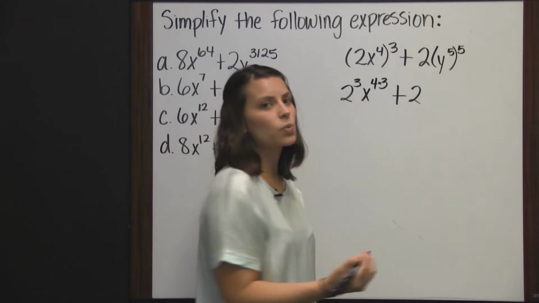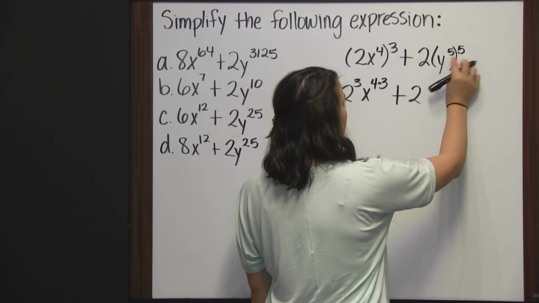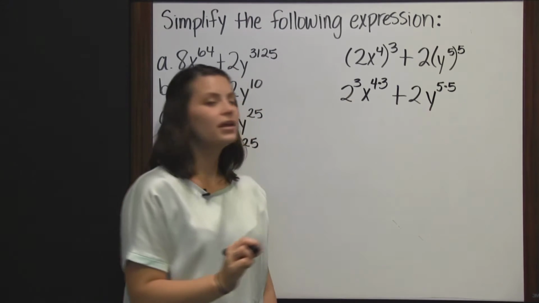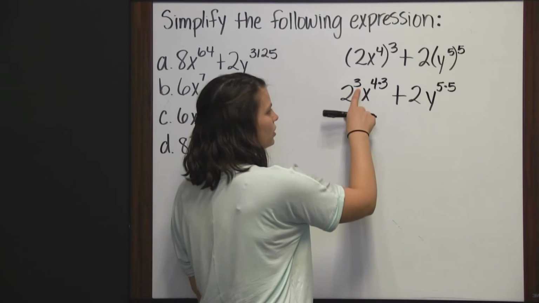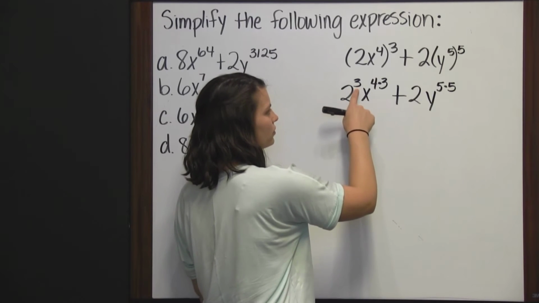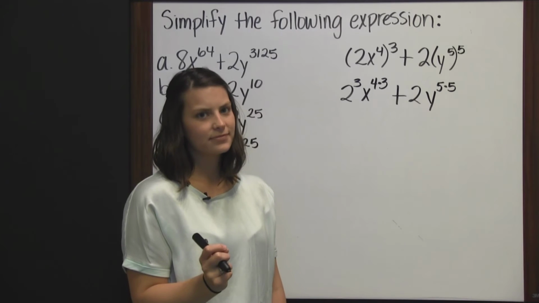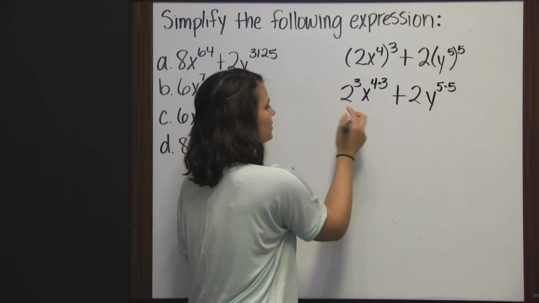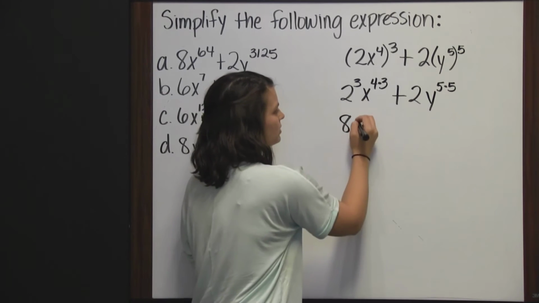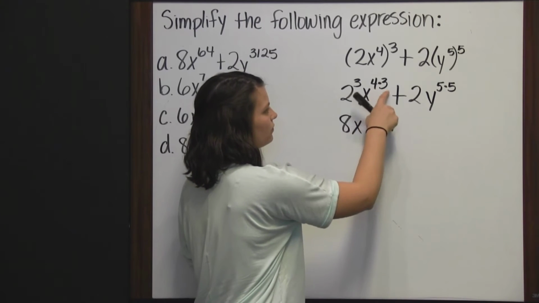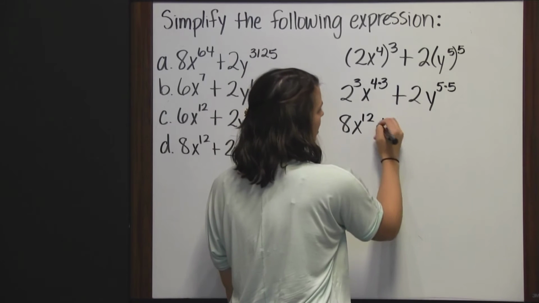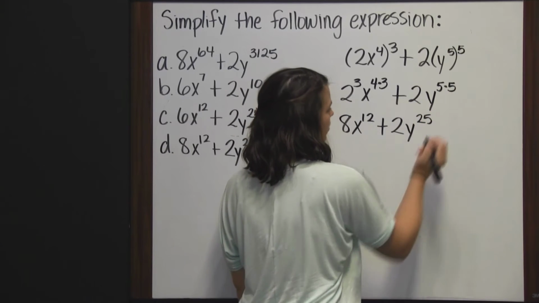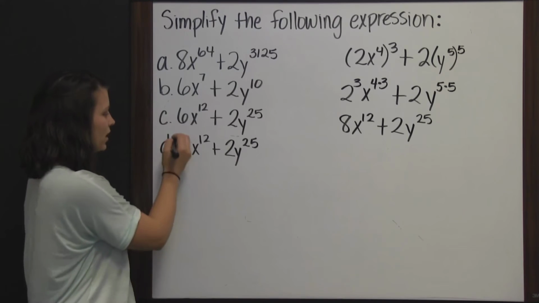So another exponent raised to an exponent. And when you have an exponent raised to an exponent, those must be multiplied together. So y to the 5 times 5. And now we can simplify this. 2 cubed means 2 times itself 3 times, not 2 times 3. So it's 2 times 2 times 2. 2 times 2 is 4, times 2 is 8. So 2 cubed is 8 times x to the 4 times 3, which is 12, plus 2 times y to the 5 times 5, which is the 25th power, which is answer choice D.